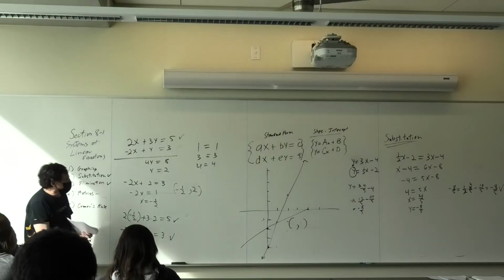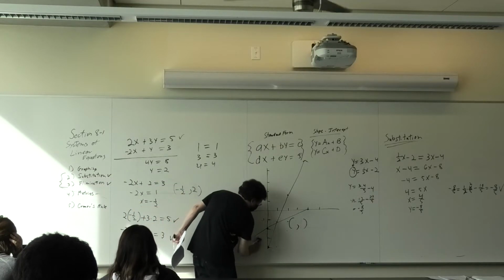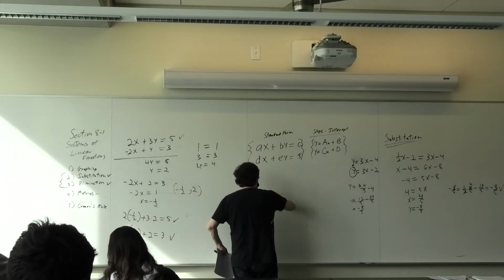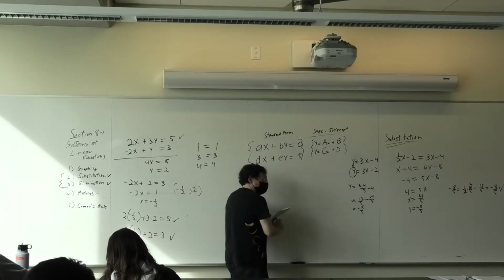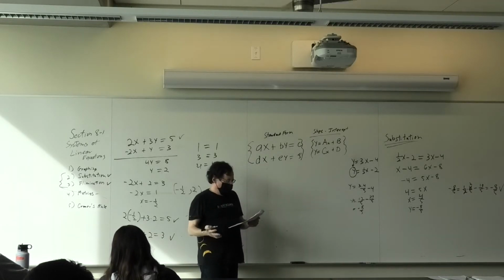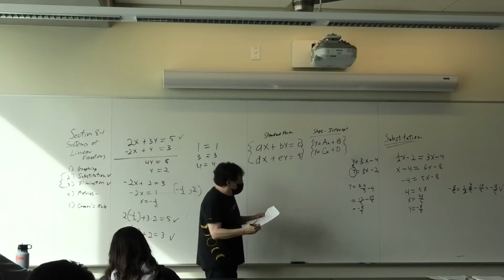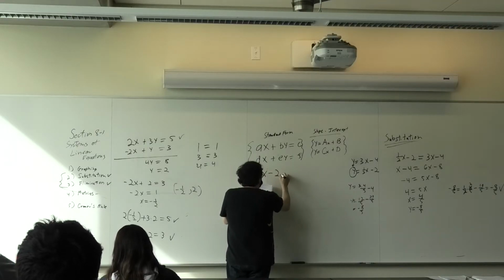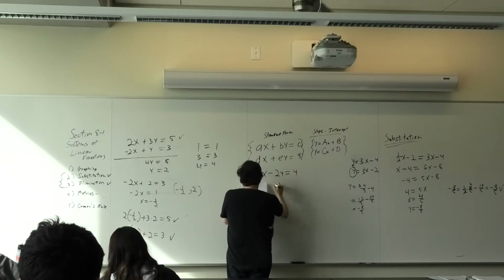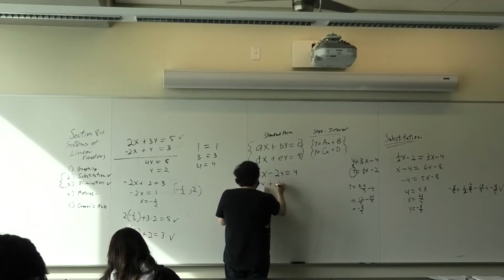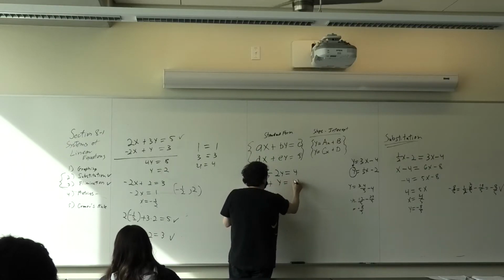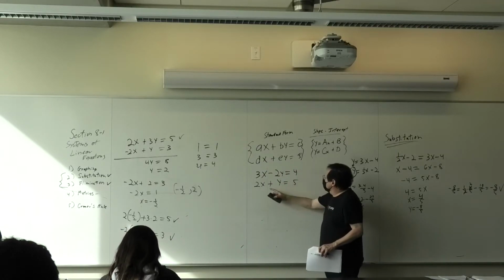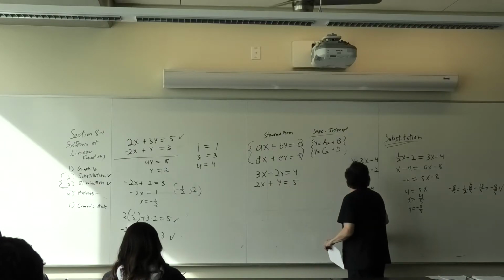Let's do another one, and let's think this out, because there's almost always an easier way to do it, and a harder way. So I want you to look at this and think about it for a minute, and give me some ideas on which method you would use and how you would use it. 3x minus 2y equals 4, 2x plus y equals 5.